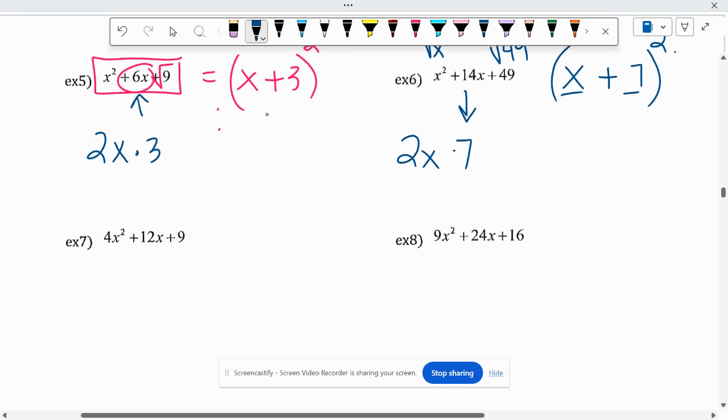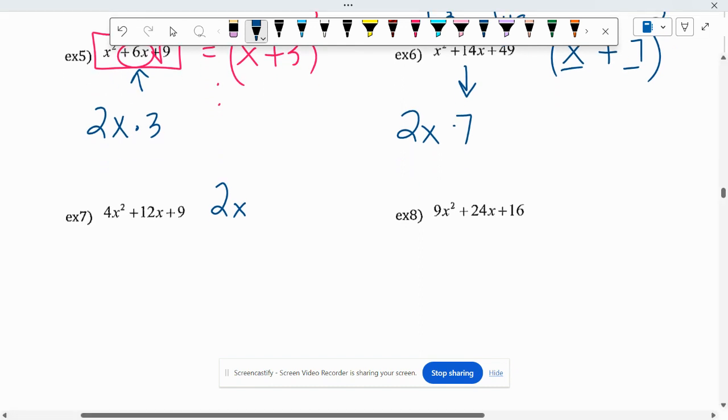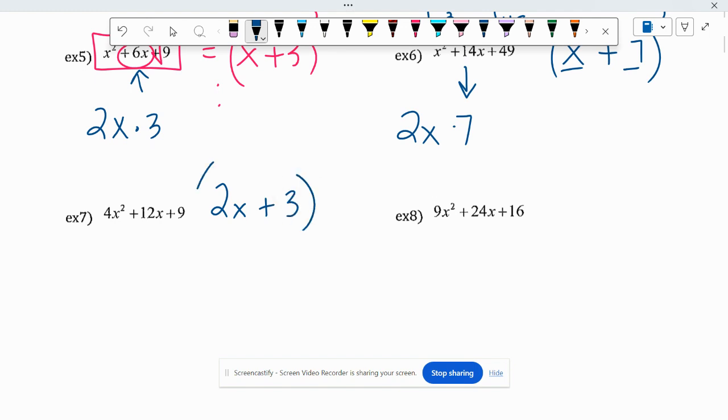For the last one, what is the square root of 9? 3. It's 2x plus 3. Let's see. I take 2 times my first term, which is 2x, times my last term, which is 3, and that should equal the middle term. What is 2 times 2x times 3? 12x. Look at that. That's a perfect square trinomial.